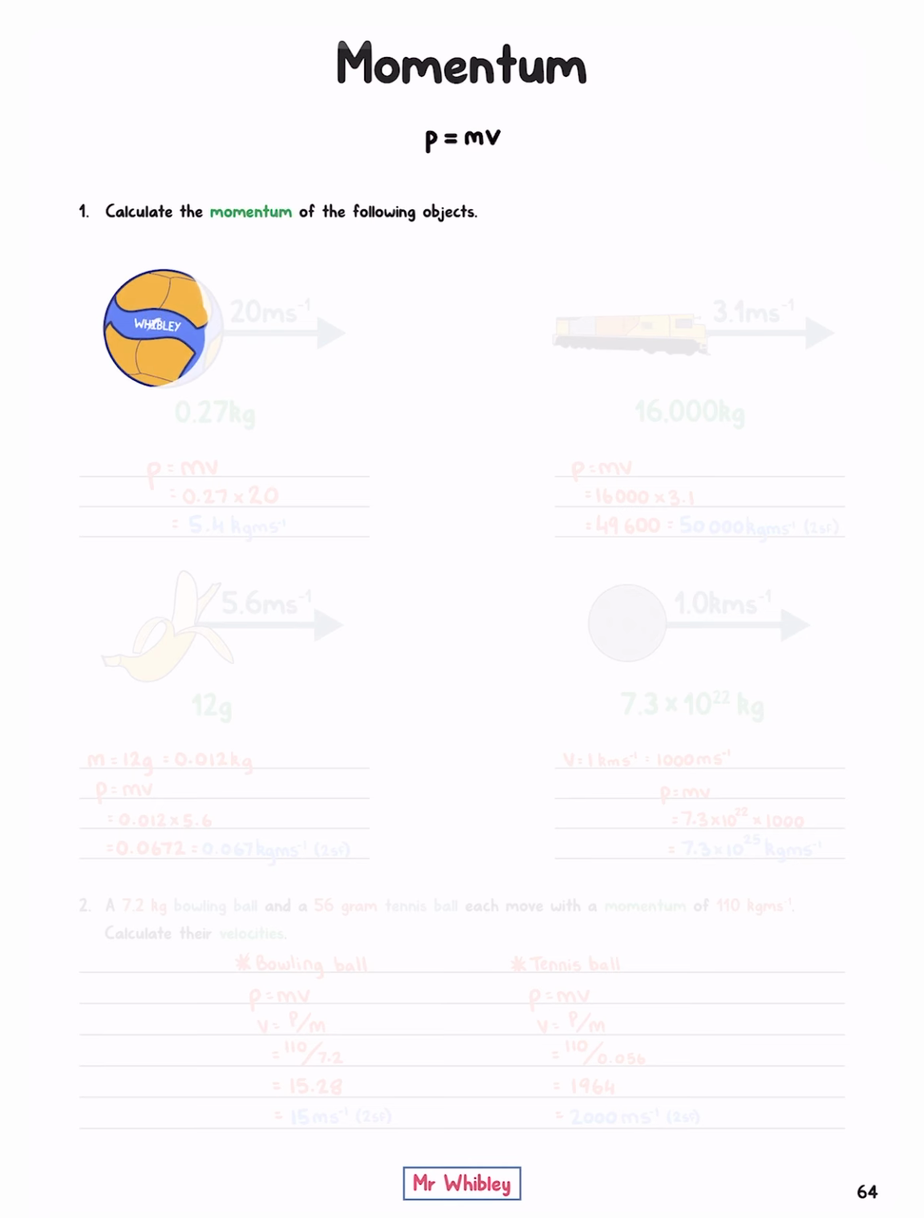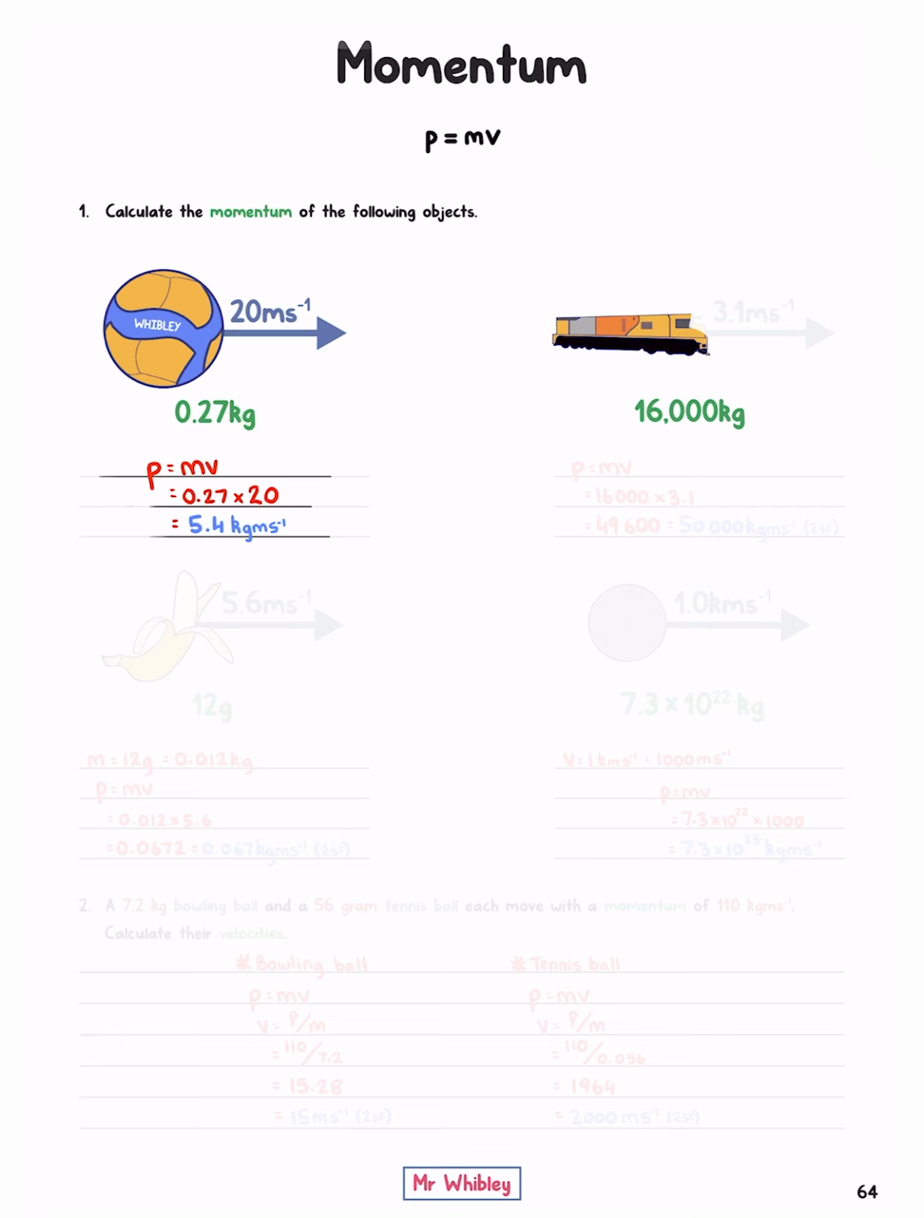Momentum. Question 1. Calculate the momentum of the following objects. We have a volleyball with a mass of 0.27 kilograms, traveling at a velocity of 20 meters per second. Momentum is mass times velocity. Putting in both of these numbers gives me 5.4 kilogram meters per second. We have a train with a mass of 16,000 kilograms, traveling at a velocity of 3.1 meters per second. Momentum is mass times velocity. We know the mass and we know the velocity, which gives me 49,600 or 50,000 kilogram meters per second to two significant figures.